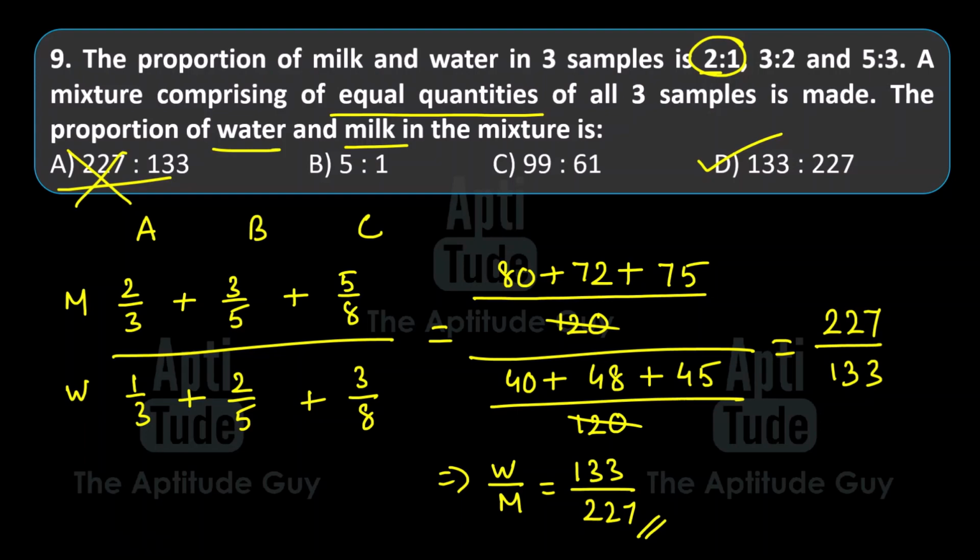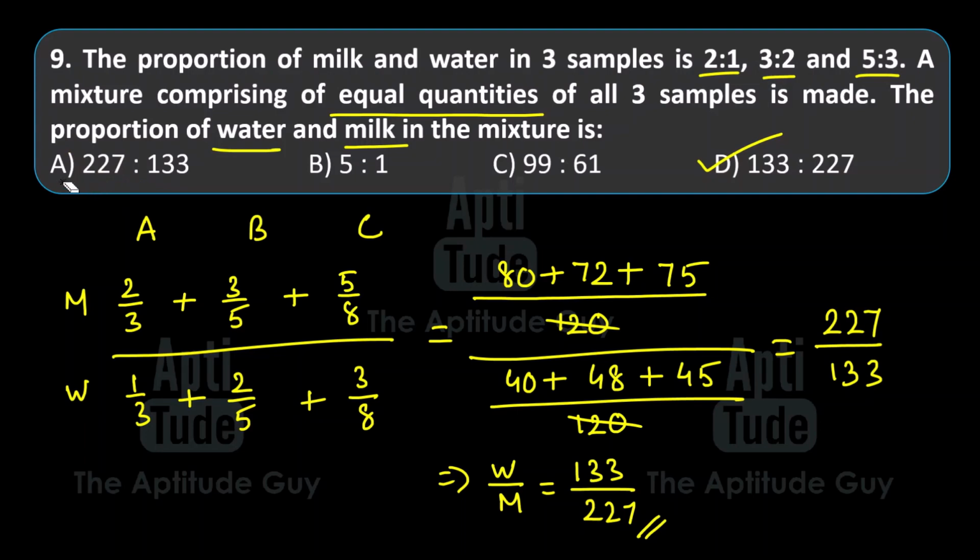Alright, now there is a shortcut also, a slight bit of shortcut over here. They have ultimately asked for the ratio of water and milk, right? And if you notice here, milk and water ratios 2 is to 1, 3 is to 2, 5 is to 3. Everywhere milk is more than water and water is less than milk. So if we want to find the ratio of water and milk, the first number should be small and the second number should be large. So we are looking for a ratio where it is a small number is to a bigger number.